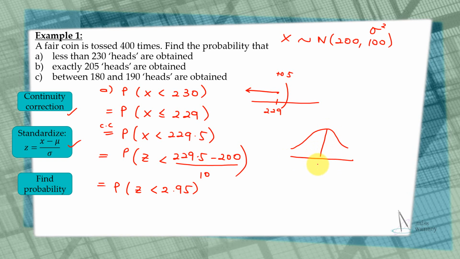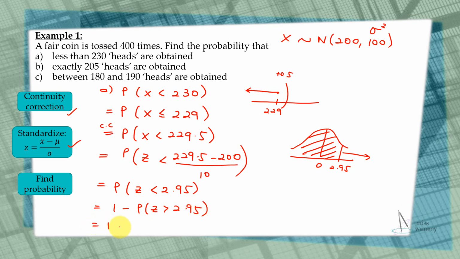If you couldn't see the region, then please draw the bell diagram. So the middle part is 0. 2.95 is on the right hand side of 0. Less than, so that means this is the shaded region that I'm looking for. However, the way we read our table is always to the right hand side. Therefore, I should take the total probability 1 minus the probability of z greater than 2.95.